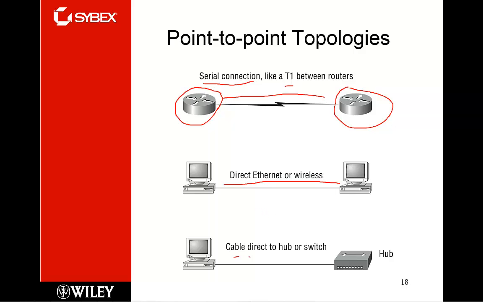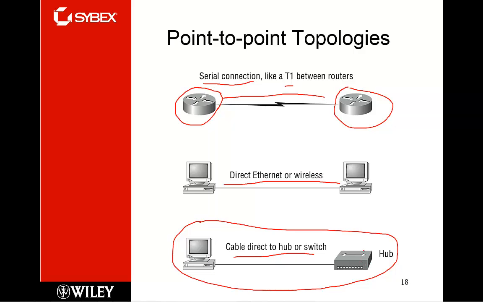And then here's a picture of a cable direct to a hub or a switch. And this is by far the most common. Connect lots of PCs to a hub. You connect the hub to a router, and away you go. Most popular is number 3.